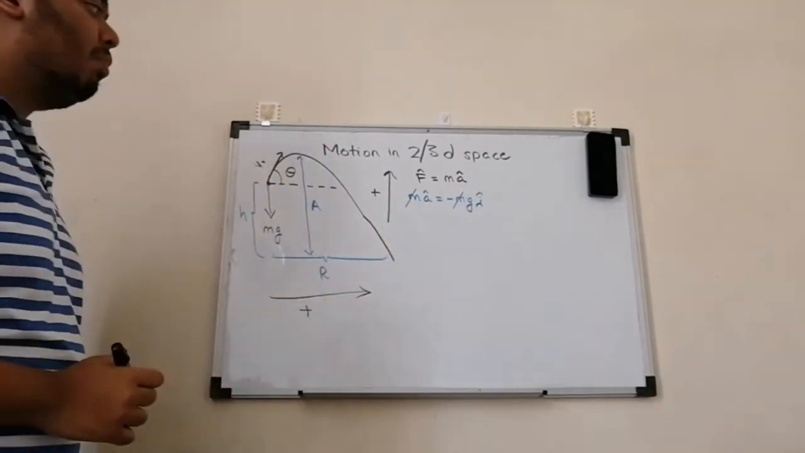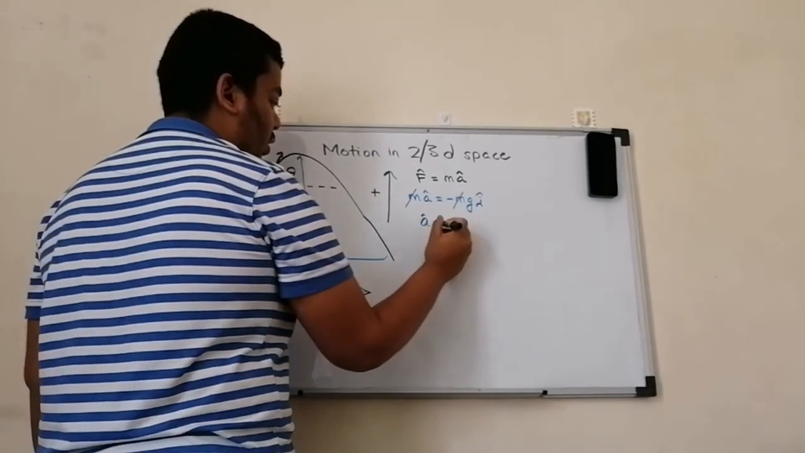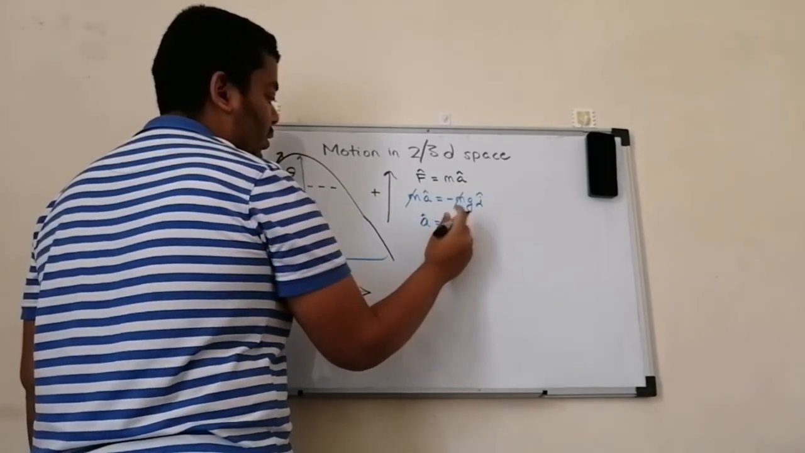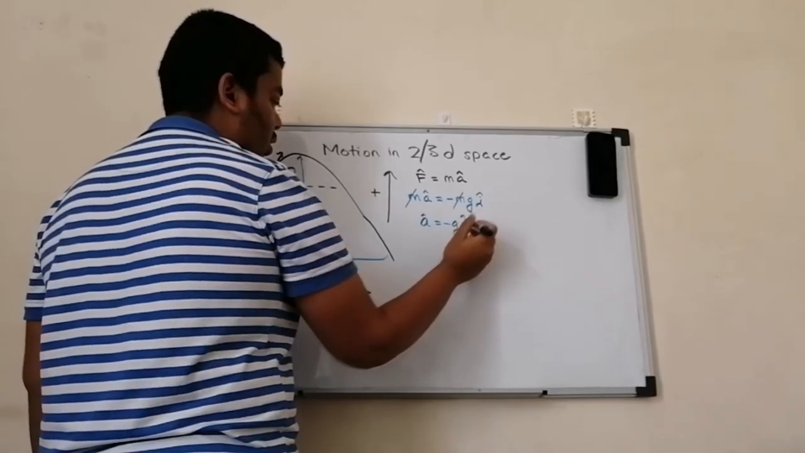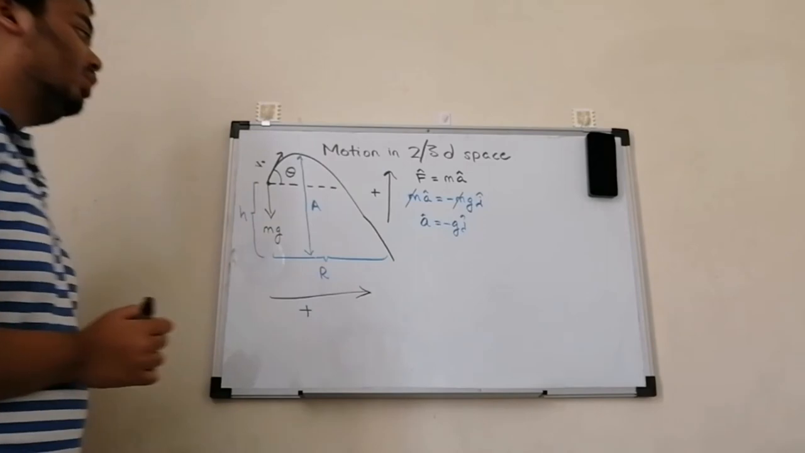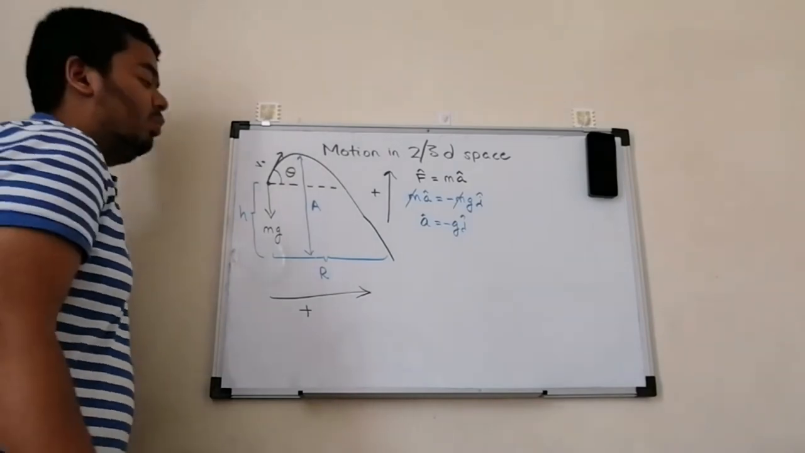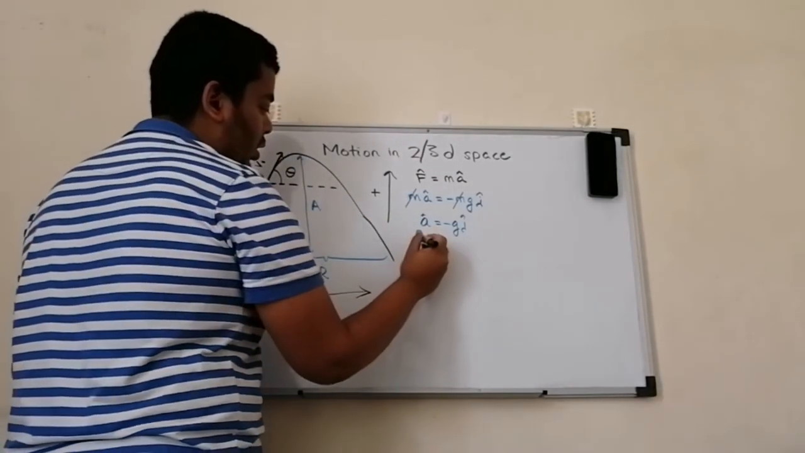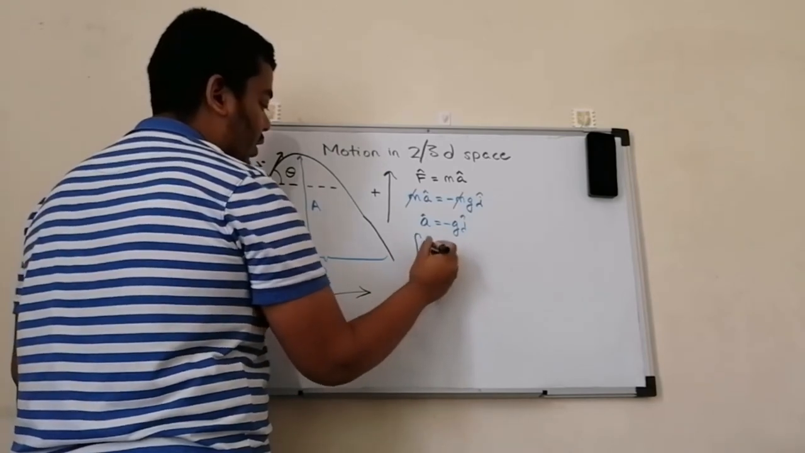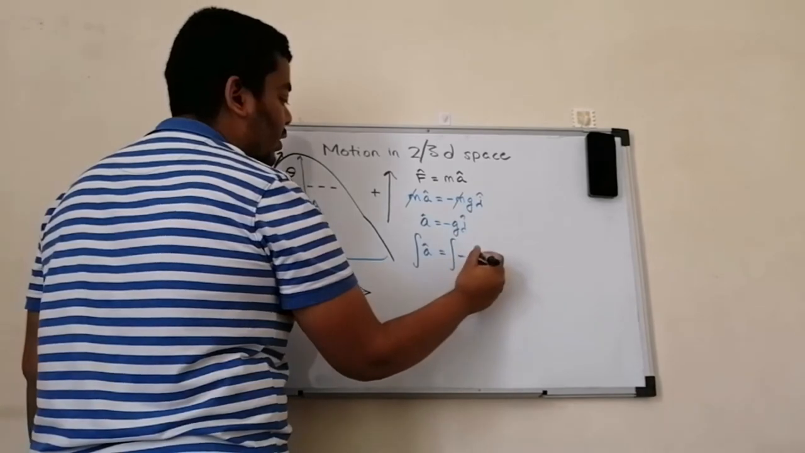We can cancel the m out, so we'll be left with the acceleration equal to negative g in the j vector direction. Perfect. Let's go ahead and do the integration. Why do we do the integration? Because integration of acceleration is actually the velocity vector. The integral of the acceleration, negative g j.